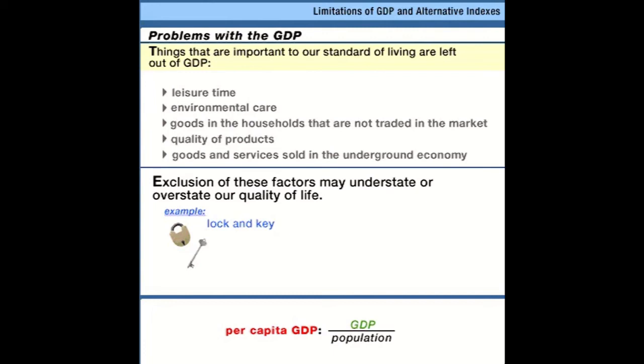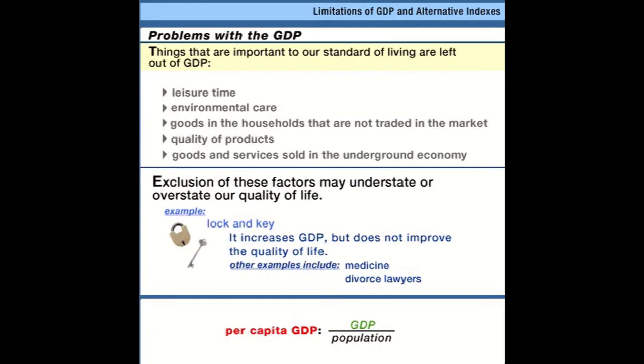Also, because of the stress of modern life, we may spend more money on medication. Also, because of the difficulty of maintaining relationships in a stressful business world, there may be more divorce lawyers. All of these expenditures wind up increasing gross domestic product, but they don't necessarily make us happier. Therefore, our quality of life may be lower even as our total spending increases.